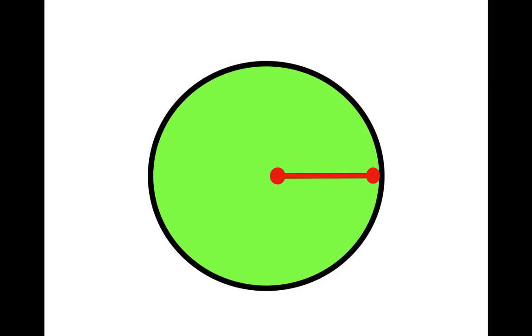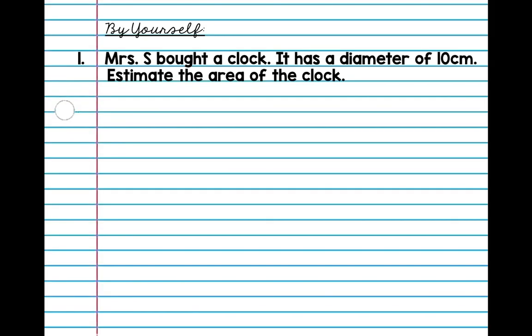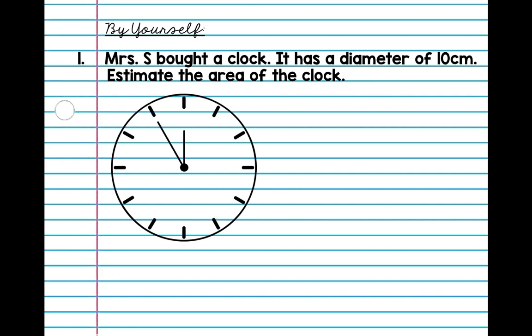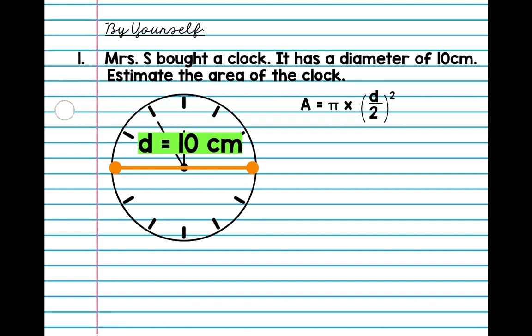Okay, so let's move on to, we're gonna try this one together. All right, so Miss S bought a clock. It has a diameter of 10 centimeters. Estimate the area of the clock. Okay, so if you want to pause the video and try this by yourself, you can. Okay, so area equals pi times d divided by 2 squared. All right, let's begin. So area equals 3.14 times 10, and then I have to divide it by 2 squared.